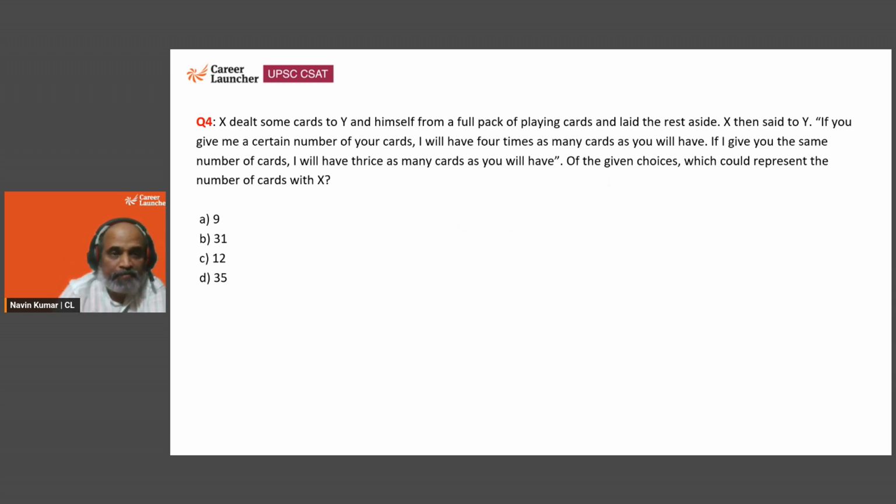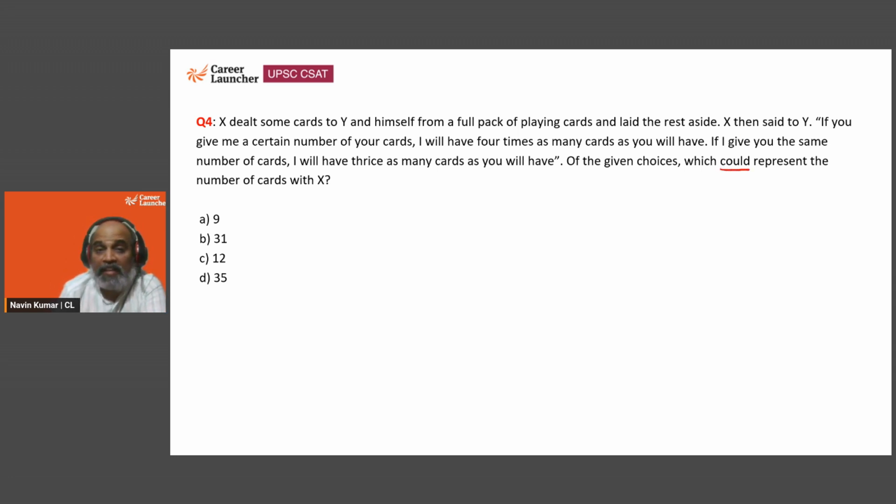Another question. X dealt some cards to Y and himself from a full pack of playing cards and laid the rest aside. X then said to Y, if you give me a certain number of your cards, I will have 4 times as many cards as you will have. If I give you the same number of cards, I will have twice as many cards as you will have. Of the given choices, which could represent the number of cards with X?